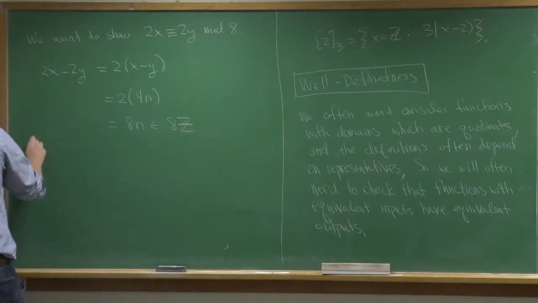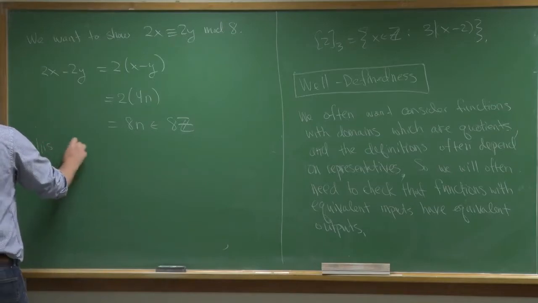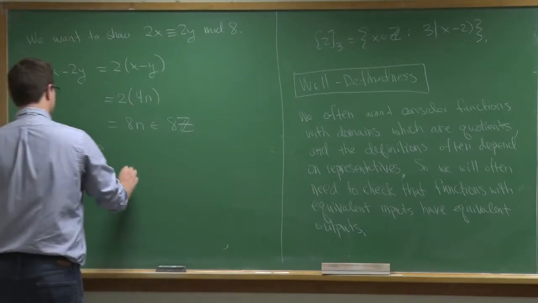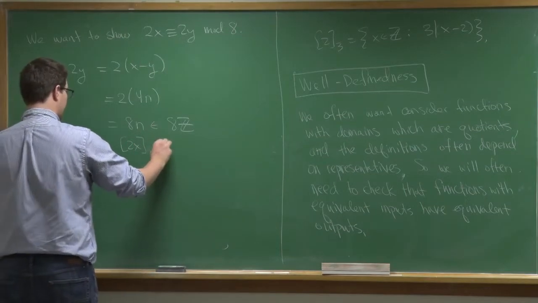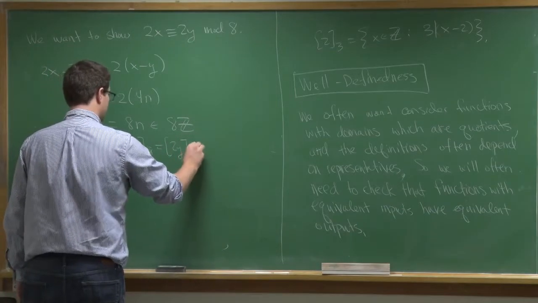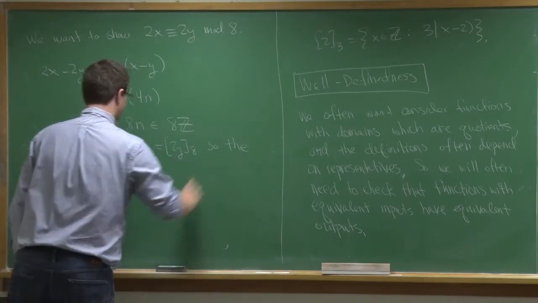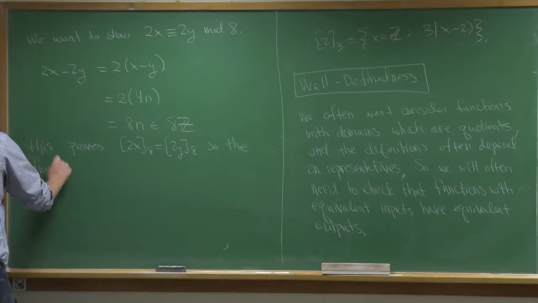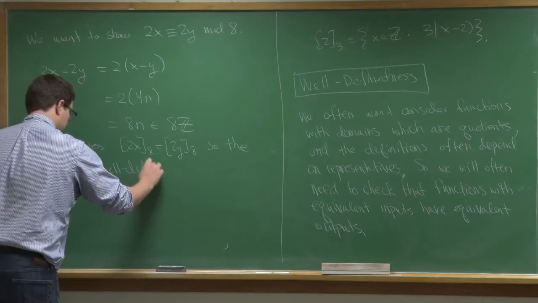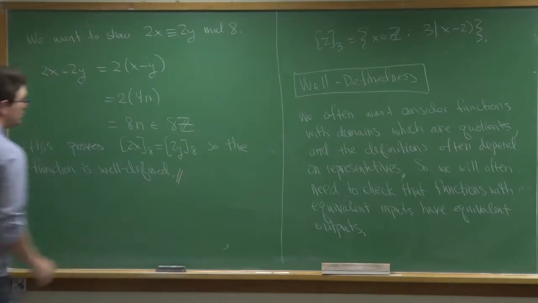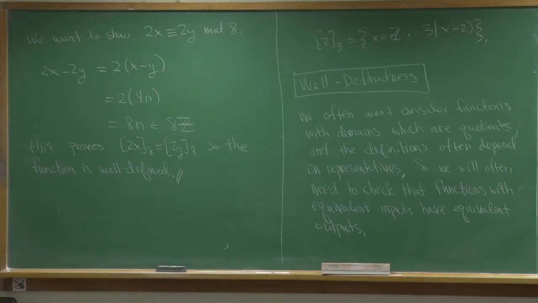So this proves that 2x mod 8 is equal to 2y mod 8. So the function is well defined. Okay, so we took two inputs that were equivalent, and we showed that their outputs were also equivalent. That's the idea.